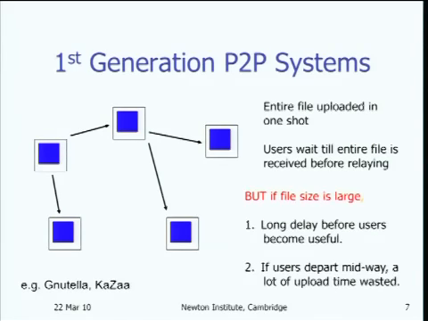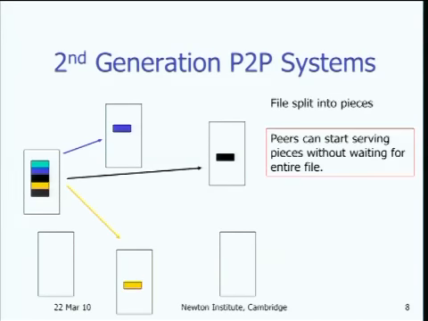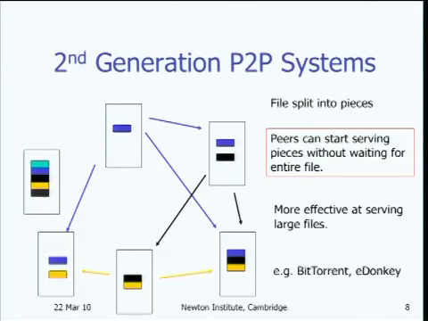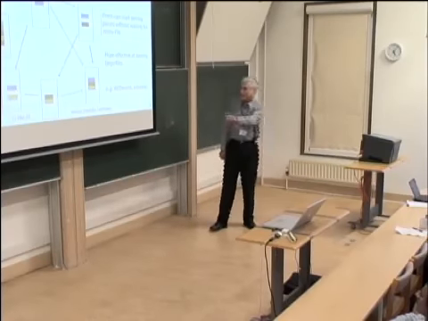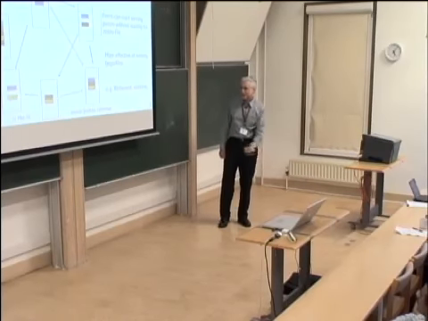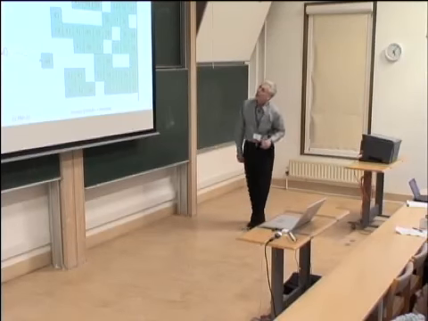So the second generation system, you take the file and break it into pieces or chunks, and those pieces are sent to other peers, and then those peers can start immediately sending those pieces on to other peers before they get the whole file. Okay, so the peers can start serving pieces without waiting for the entire file. It's more effective for serving large files, and BitTorrent, which is the most popular peer-to-peer system, uses that. eDonkey uses that.